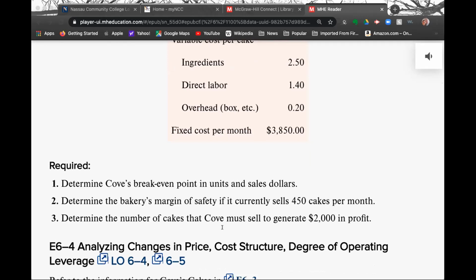So 3,850 plus 2,000 is 5,850. And if I divide that by $12.90, that's 453 cakes rounded. 453 cakes to make that target profit of $2,000. So that was exercise 3. Exercise 7, which is a little more involved.